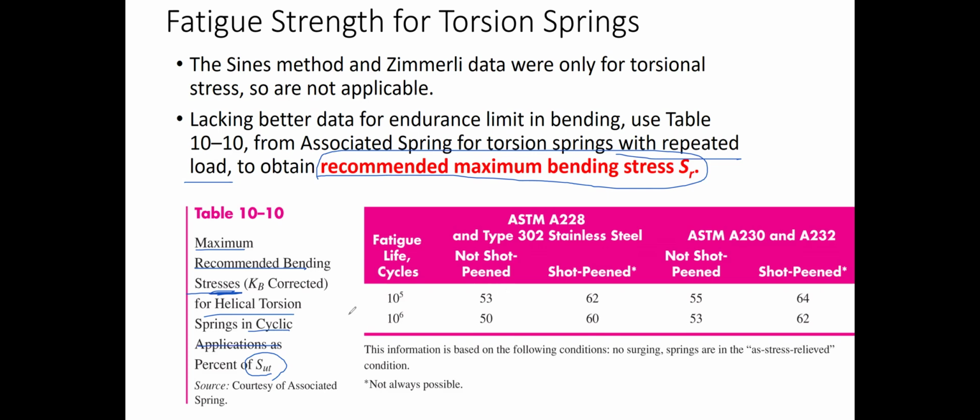So this means 53% of SUT, then 40%, 62%, 60% and so on. So it is 55% of SUT, which equals SR. SR is the recommended maximum bending stress.